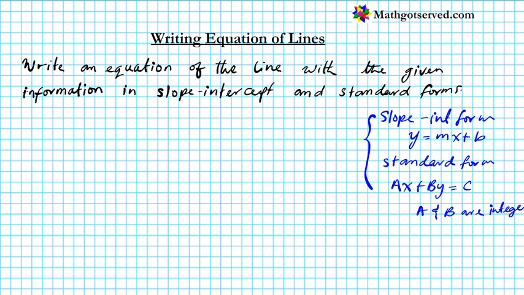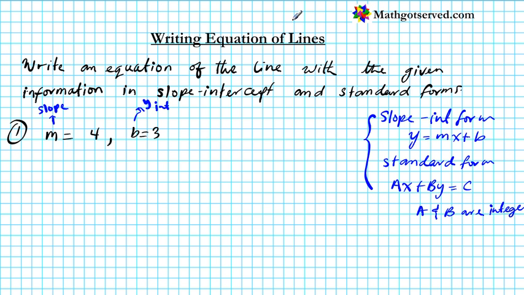So let's start out with question number 1. We have m equals 4 and b equals 3. Now to write an equation of this line, we're going to use the slope intercept formula, because you have the slope and the y-intercept. So this is the slope m and this is the y-intercept, so that's what we're going to use. Let's put the notes on the side. This right here is your slope, and this is your y-intercept.